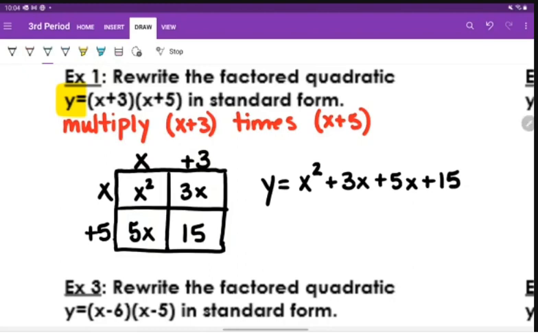And finally, we always want to make sure our answers are simplified. Take a look at these two terms here in the middle, the 3x and the 5x. Those are like terms. They have the same exact number and type of variable, x. The x's don't have any exponents or anything like that, so they're exactly the same. So we can add those together. When we combine them, we only add the number in the front. So we take 3 plus 5, which gives us 8x.